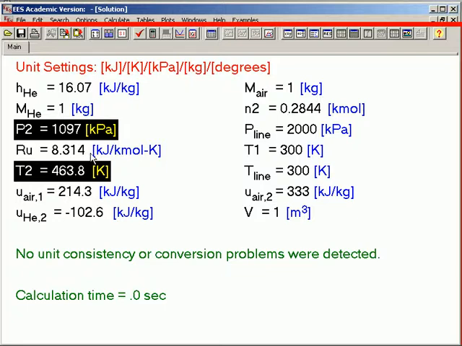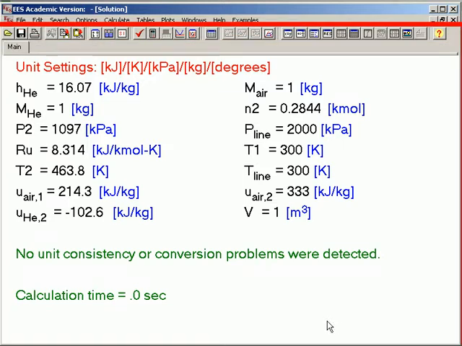That works out to be 1097 kilopascals. So EASE has given us a solution. The solution is consistent with everything we know, meaning that the flow work associated with this helium coming in causes the temperature in the tank to rise. And further, we look down here at the bottom, and the solution tells us that no unit consistency or conversion problems were detected. And so by using the units in EASE, it has gone through and checked everything out.